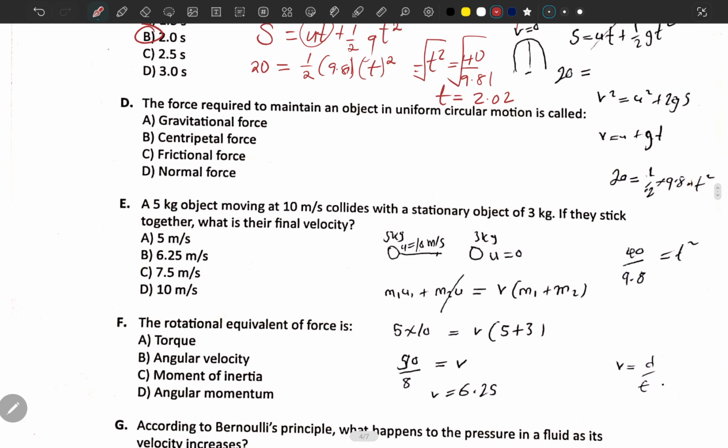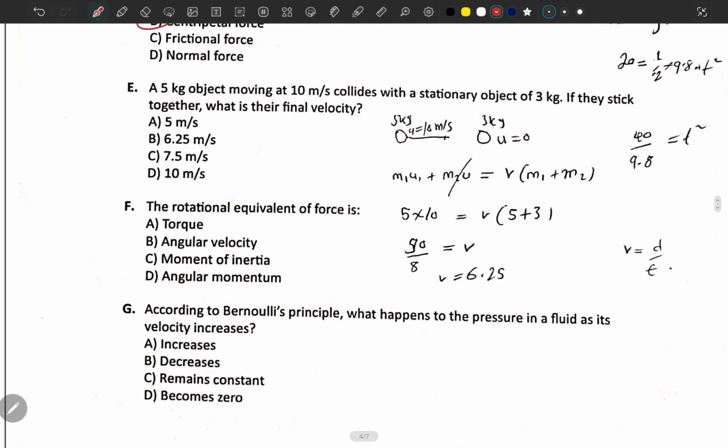The force required to maintain an object in uniform circular motion is called, that is the centripetal force. A 5 kg object moving at 10 meters per second collides with a stationary object of 3 kg. If they stick together, what is their final velocity? So which type of collision is this? It is a perfectly inelastic collision, where two objects stick together, momentum is conserved, but kinetic energy is not conserved, but they move together.